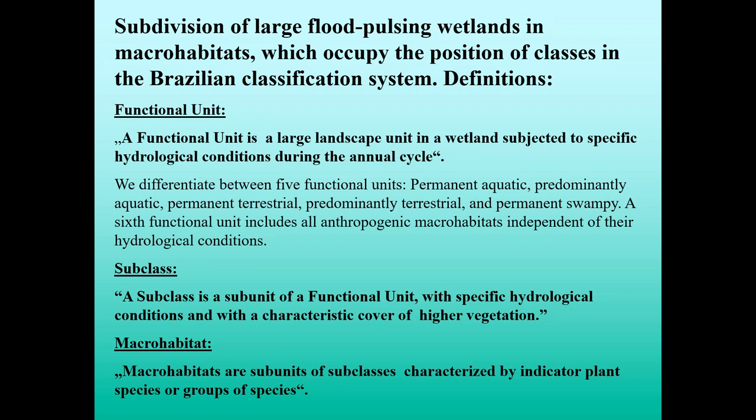Then we have the subclass. The subclass is a subunit of a functional unit with specific hydrological conditions and with a characteristic cover of higher vegetation. Here, for the first time in the entire classification, biology, that means vegetation, enters. In this case, in general terms, that means savanna vegetation or forests or, let's say, grasslands and so on. And then we have the macro habitat. The macro habitat is a subunit of subclasses characterized by indicator plant species or groups of species. That means here we specify which species occupy and characterize the macro habitat.